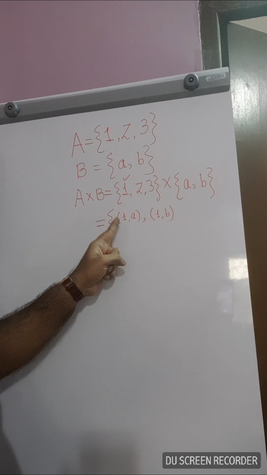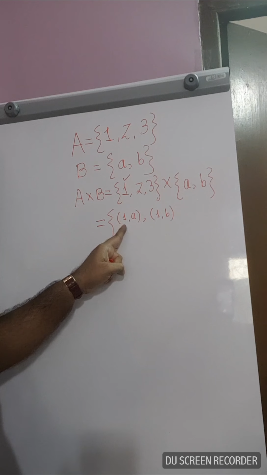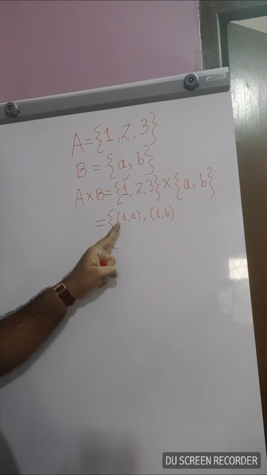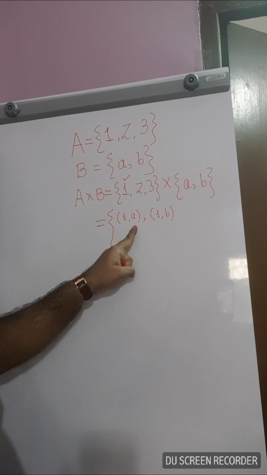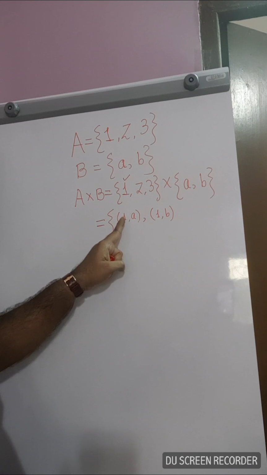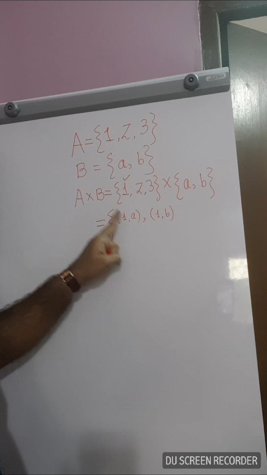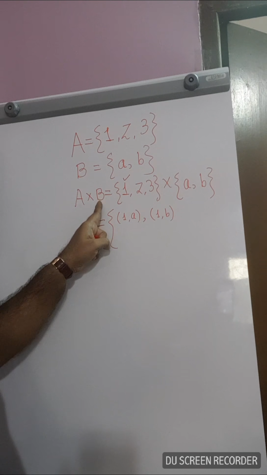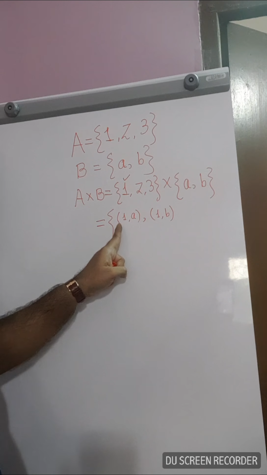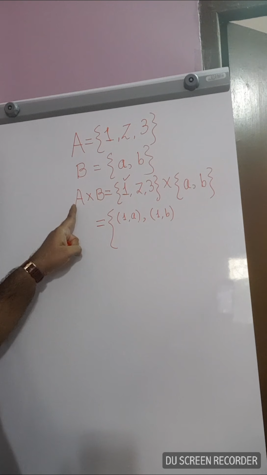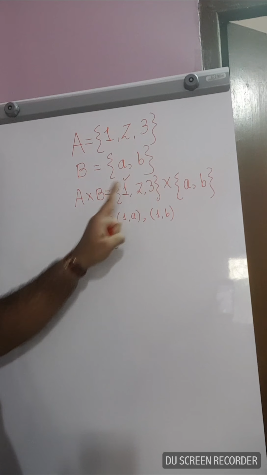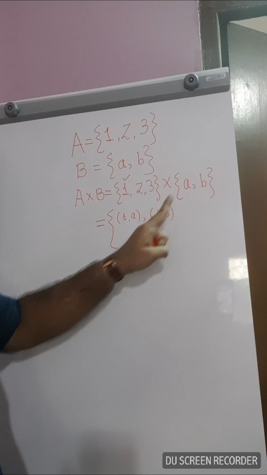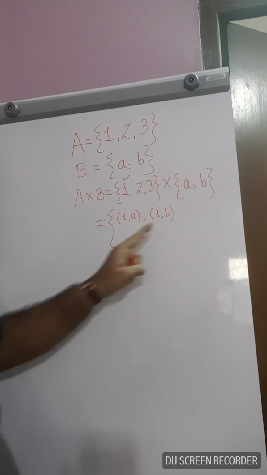And why ordered? Because positioning is important here. Instead of 1 comma A, if I write A comma 1, they will be treated as different pairs. Hence the name ordered pairs. Ordering means the position, which comes first and which comes second. Here the number comes first and the alphabet comes second, because in the cross product the number set occupies the first place and the alphabet set occupies the second place. So while forming the ordered pairs, the members of the first set, the number set, occupy the first position, and the members of the second set, the alphabet set, occupy the second position. So these are ordered pairs.